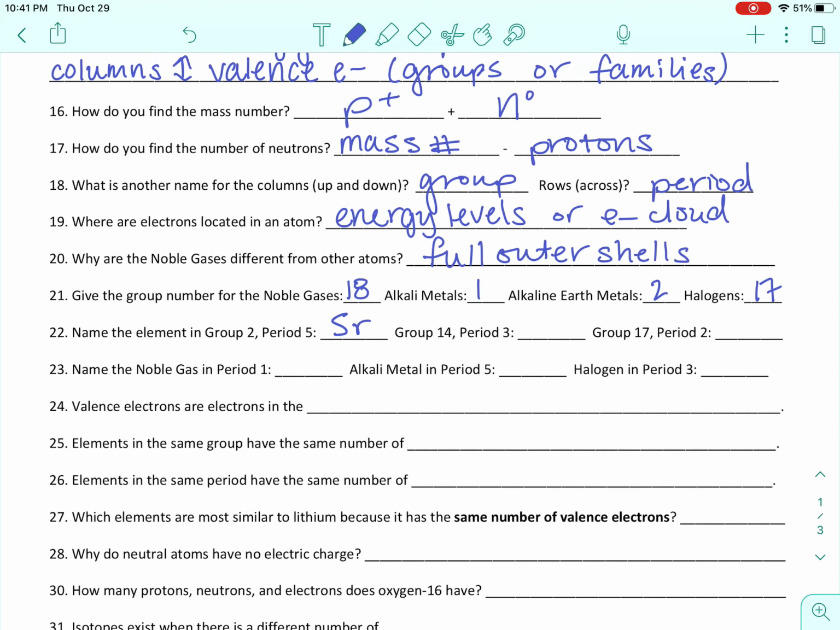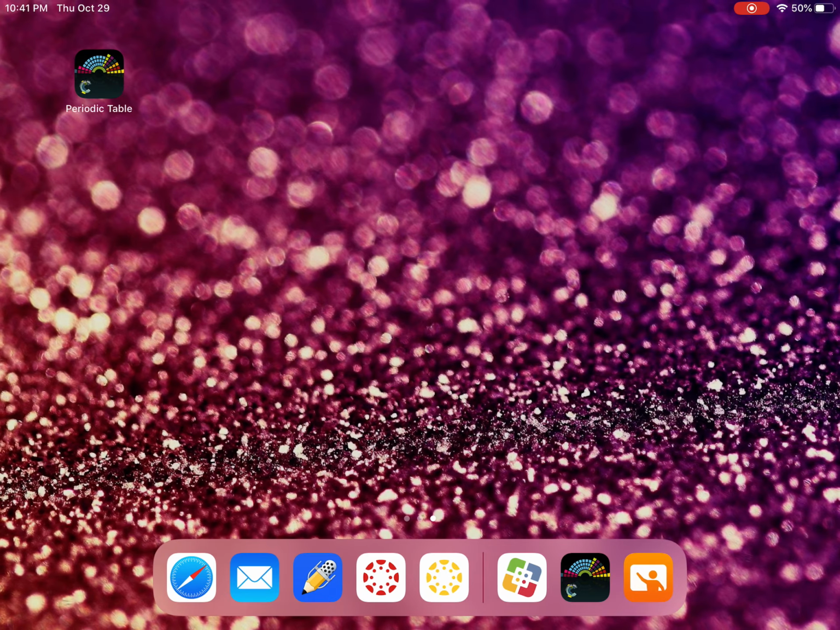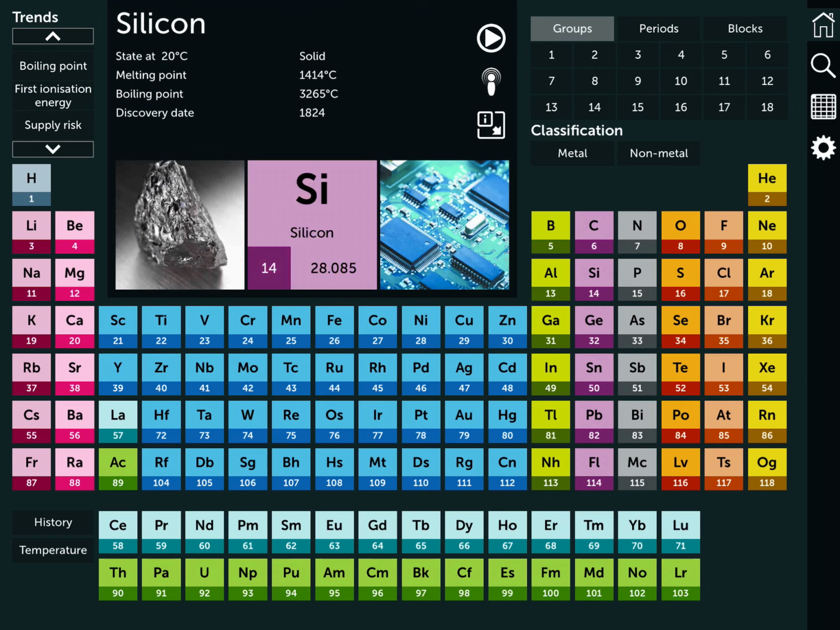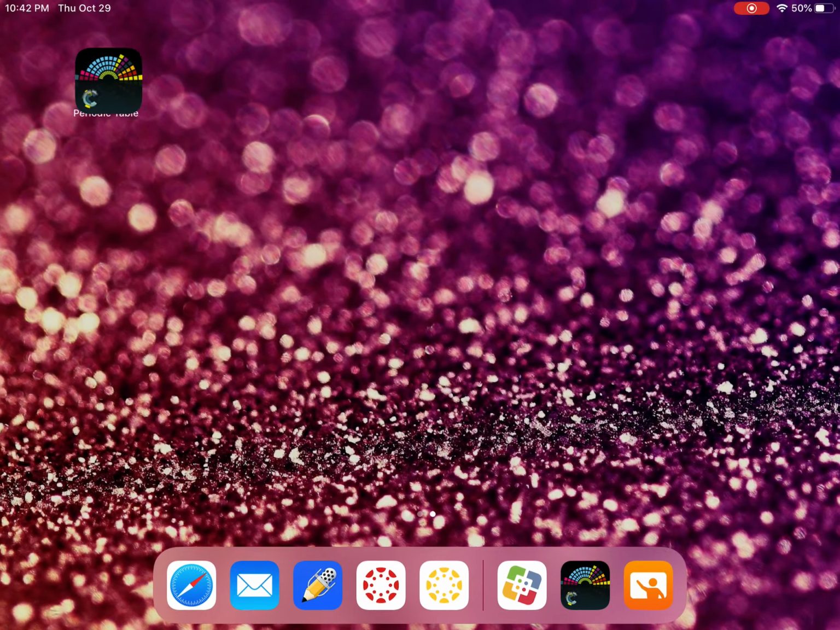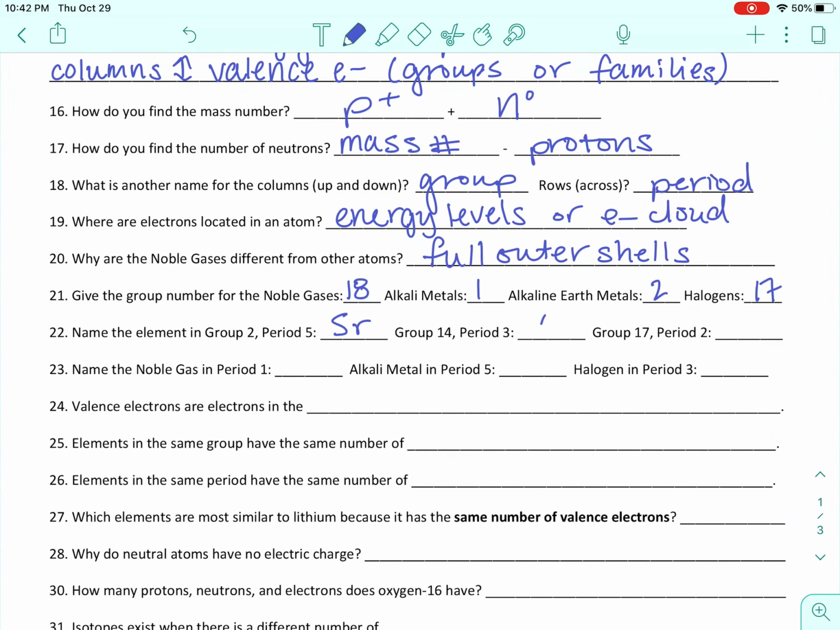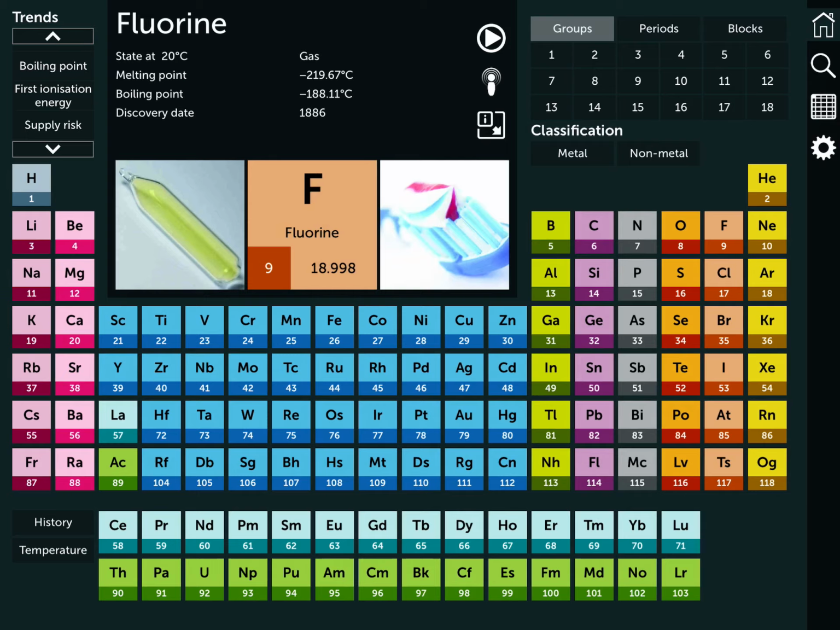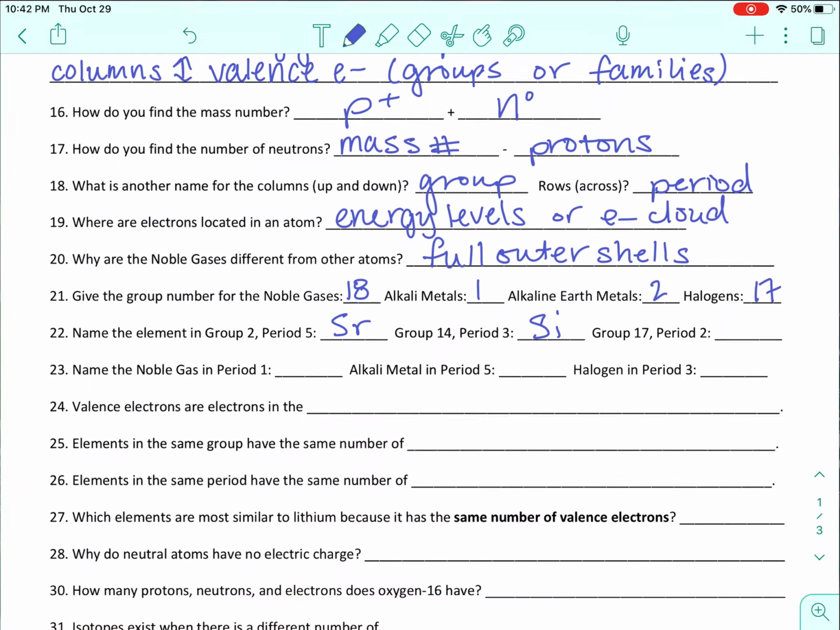Group 14, period 3. That's going to be silicon. Group 14, period 3. Yep, silicon, Si. Group 17, period 2. That's going to be fluorine. Fluorine, or F.